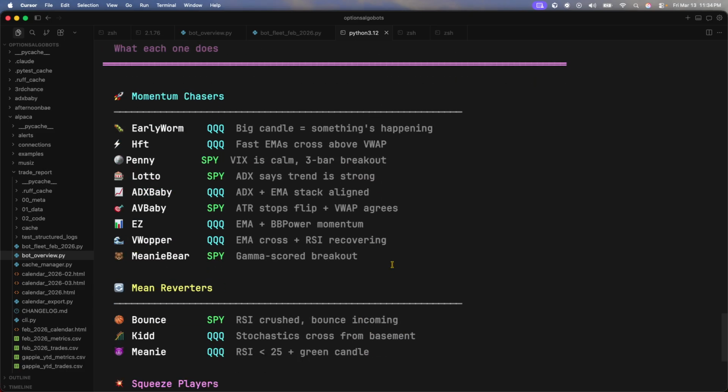So a little bit more about these bots, right? Early Worm is going to be our QQQ, and these bots, again, QQQ, top 100 tech companies within the New York Stock Exchange, right? I totally said that wrong. Top 100 tech companies within the NASDAQ. I apologize. And then SPY is going to be the top 500 companies within the New York Stock Exchange. So Early Worm is going to be one of our strategies that sees a big candle, then it notices something is happening, right?